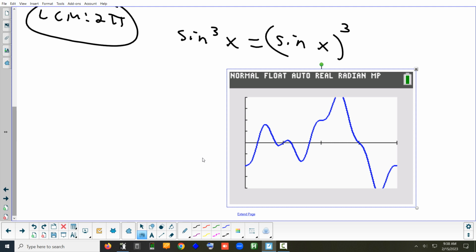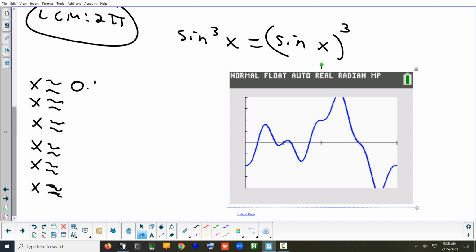Yeah, there are 6 answers. So the longest part of this is calculating all those zeros. I already have them, so let's just write them down. We get 0.50. We're going to get 1.25. We're going to get 1.57. 1.89. 2.65. And 4.71.